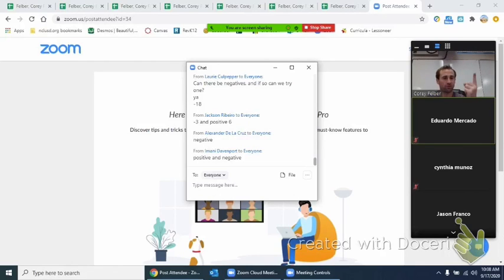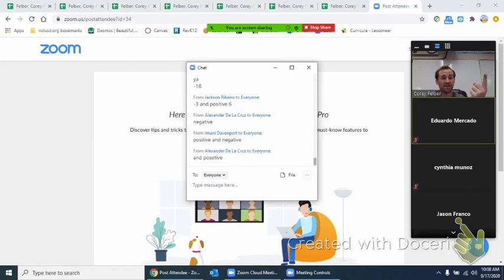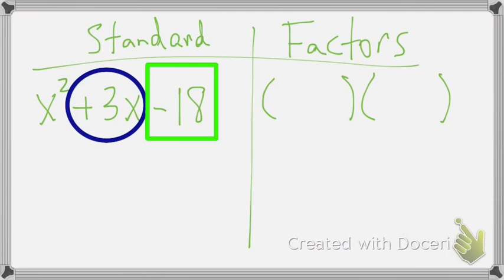Okay, remember, if we do a positive times a positive, that's a positive. If we do a negative times a negative, that's also a positive. So the only way to get this, if that last number is negative, if you have to multiply to a negative, then all that means is one of these is going to be plus and one of them is going to be minus. So now we know it's going to be x plus something and x minus something.